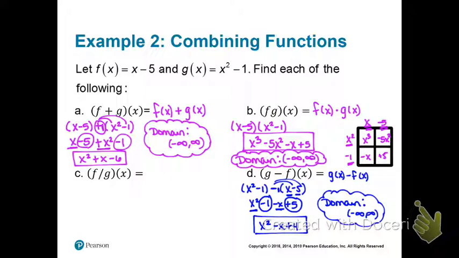And then let's go do C. C says we're going to take f of x and we're going to divide it by g of x. All right, so f of x is the x minus 5. G of x is the x squared minus 1. Well, the only thing we can do here is if we could factor, we might be able to cancel something out. I can't factor the top, it's just an x minus 5. The denominator, I can factor.